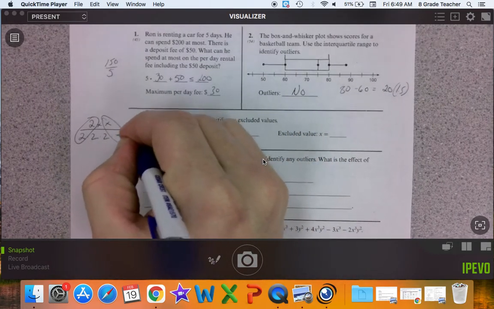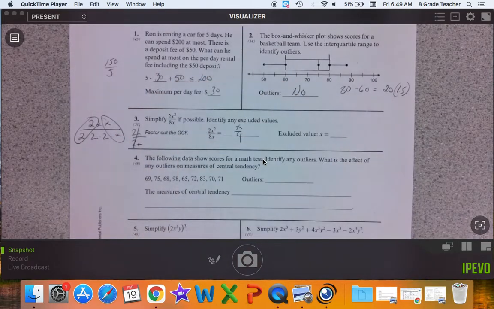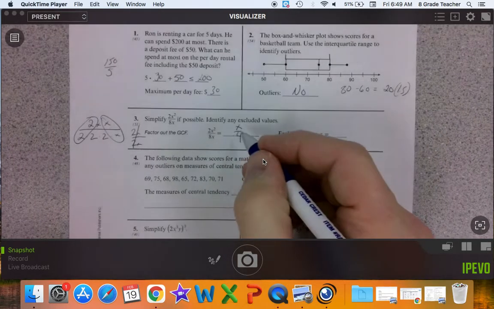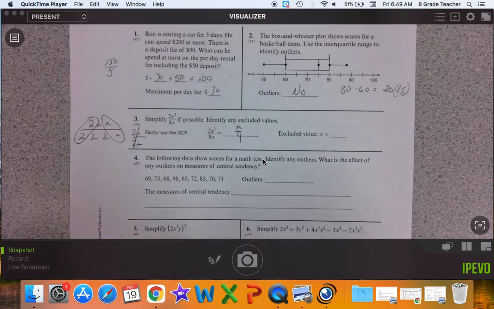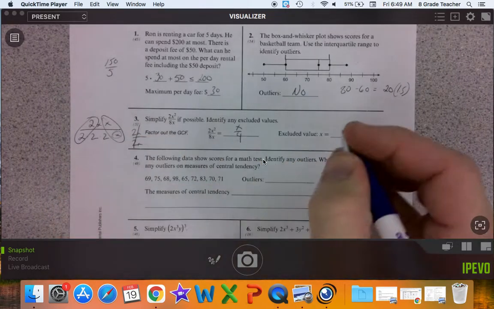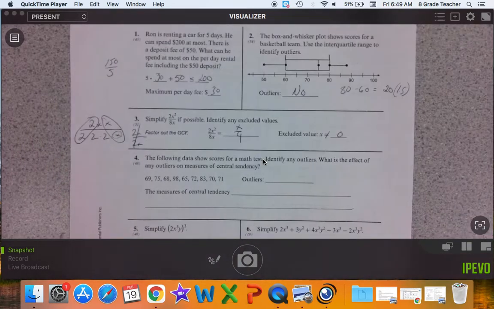And if you'd write that out like this, guess what? Those two things would cancel each other, right? So you'd be left with x over 4. The excluded value then is because there's an x here in the denominator, you can't have x equal to 0.